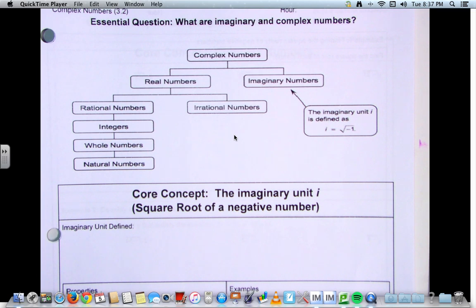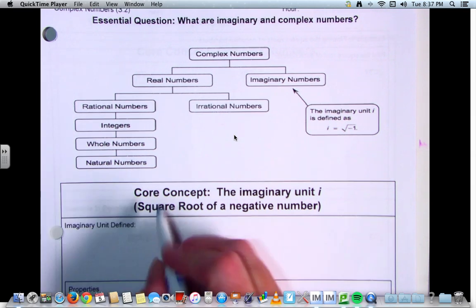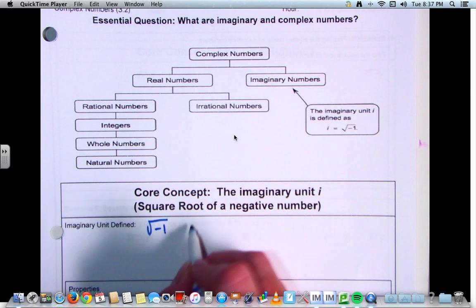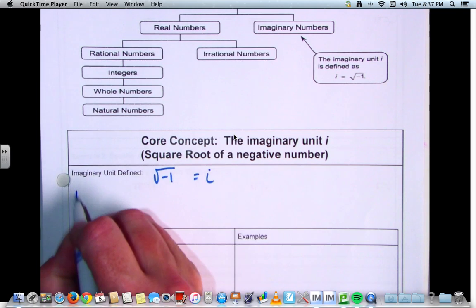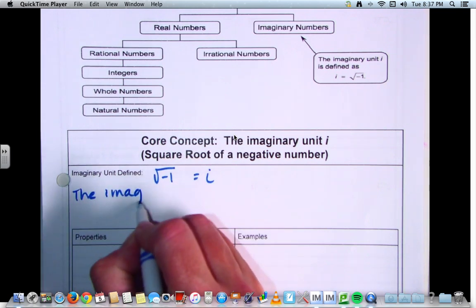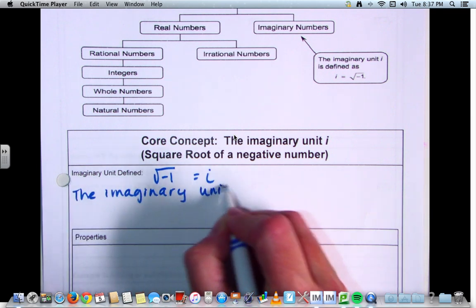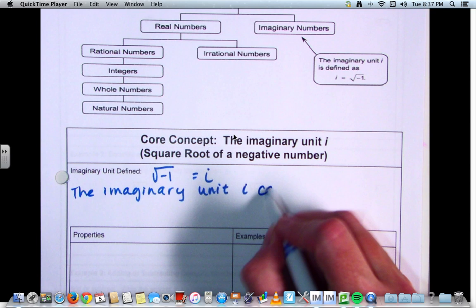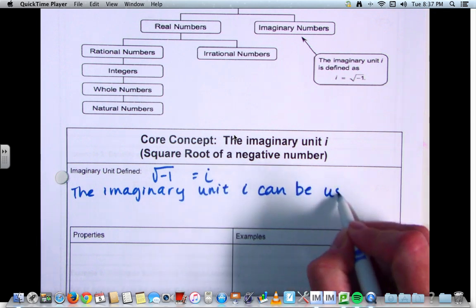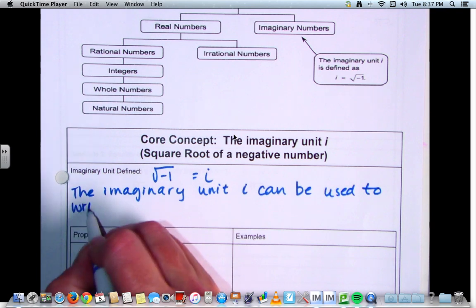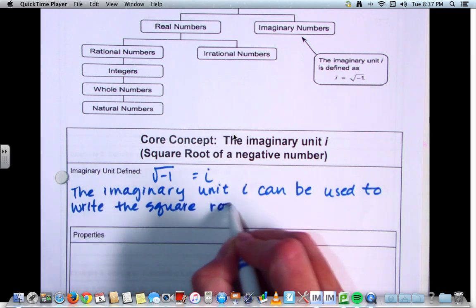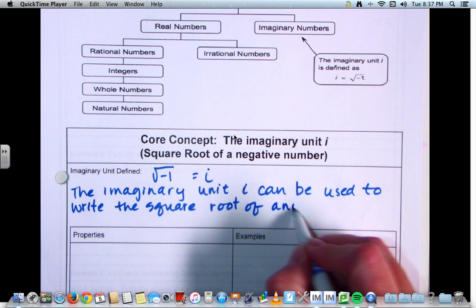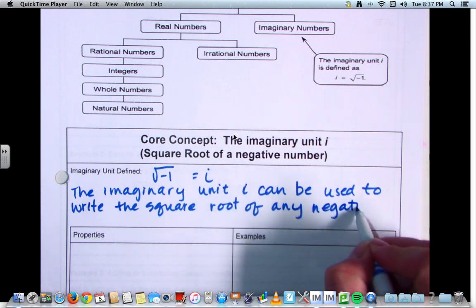So the imaginary unit is defined as the square root of -1. That equals I. The imaginary unit I can be used to write the square root of any negative number.